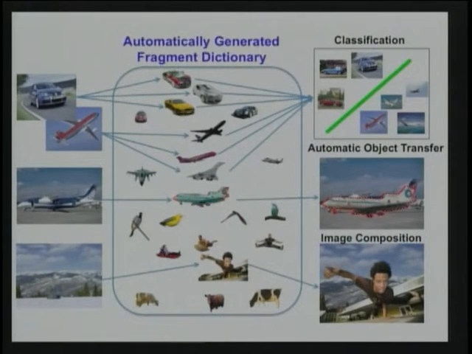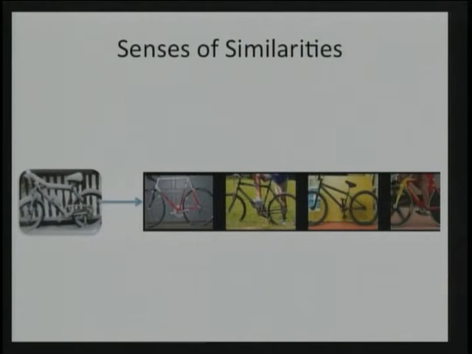I can do classification by transferring the labels. If this region matches to that plane, it's going to be an airplane. And then I can do object transfer or image manipulation. But when I match things, I always assume that I know objects are similar. When we say in recognition that objects are similar, we typically have just one way. We say these objects are similar, without saying in what sense.